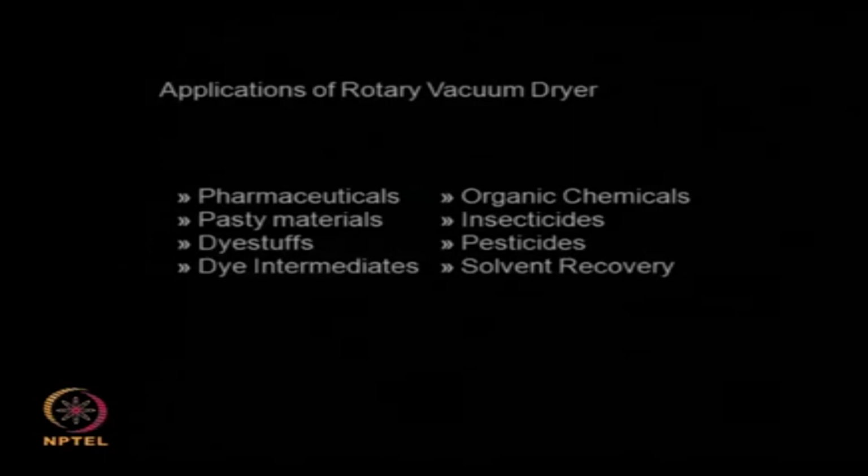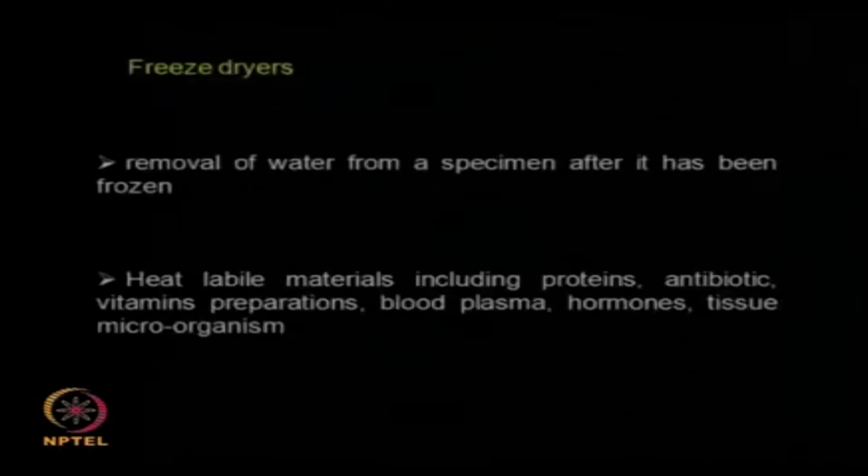So it is used quite a lot in pharmaceuticals, organic chemicals, insecticides, pesticides, for pasty material, dye stuffs, dye intermediates, also for solvent recovery and so on. So this type of dryer, the rotary vacuum dryer, is very common in all these industries.